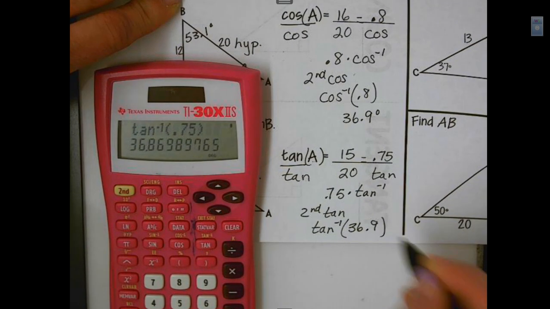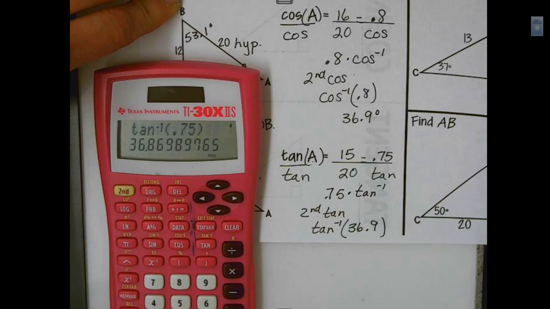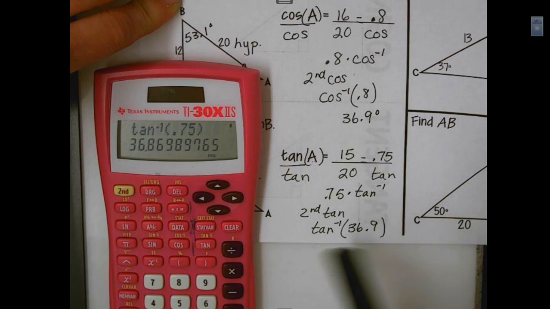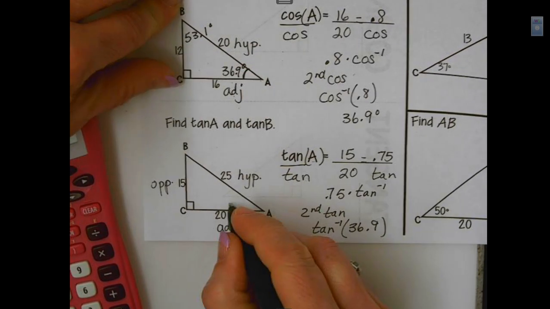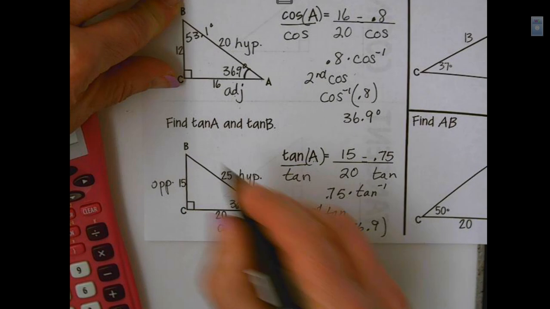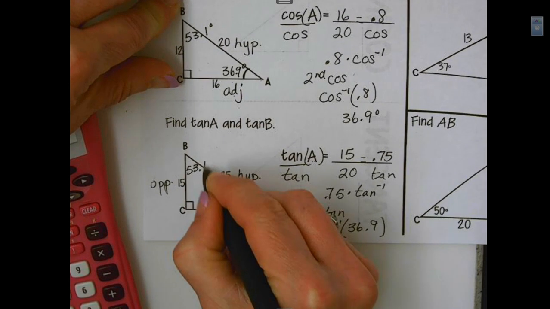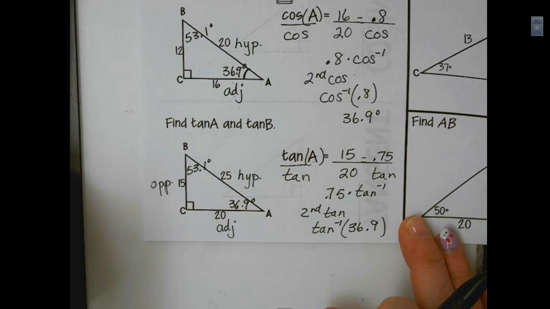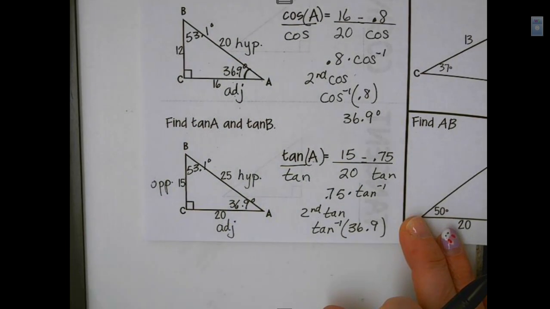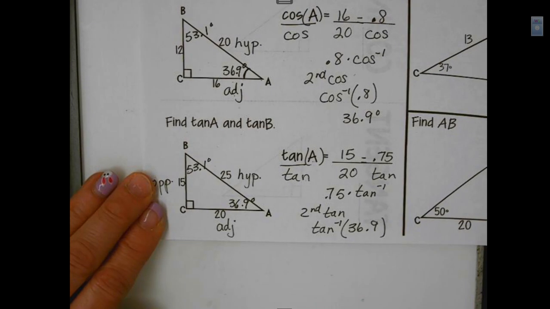36.9. Well, they all ended up being the same thing, so they must have all been similar triangles, but we just used different trig to find that missing angle A. 36.9, and we know this is 53.1. All right, so that is how you find an angle. I'm going to do a separate video on how you find missing sides.